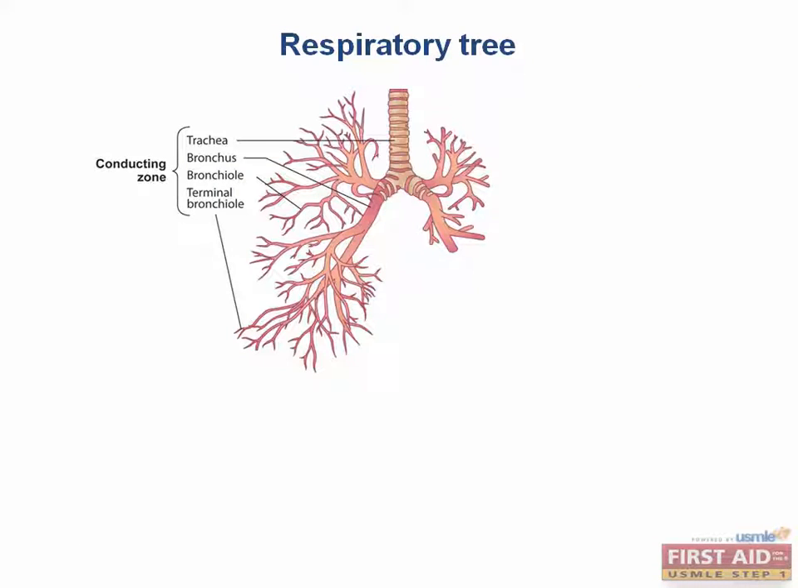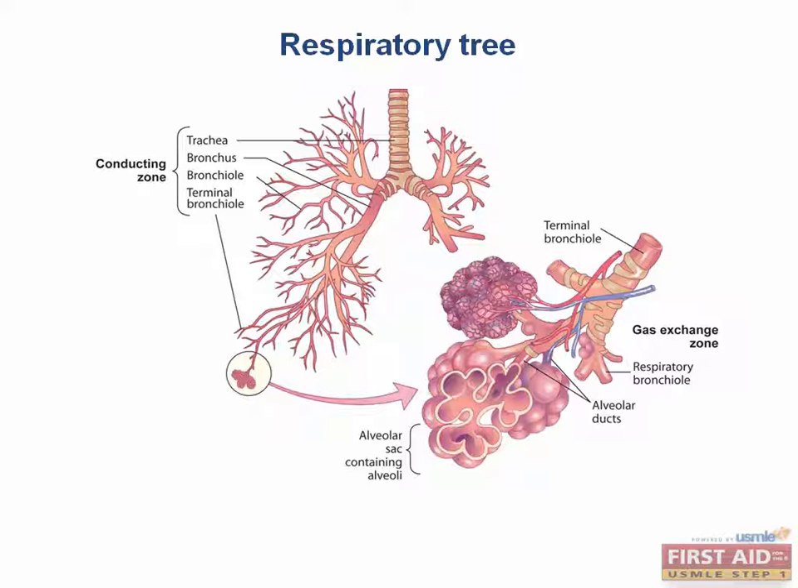Okay, so what's the respiratory zone? Well, the respiratory zone is everything distal to the terminal bronchioles. It's made up of the respiratory bronchioles, alveolar ducts, and alveoli, and is part of the lung where gas exchange occurs. It's where inspired air goes to work.